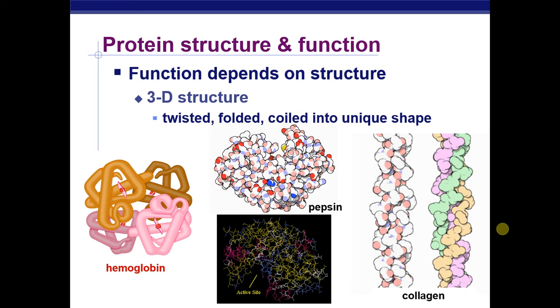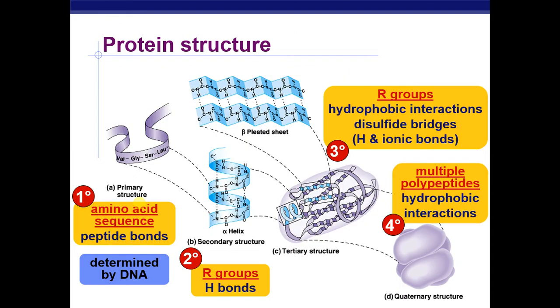Look at the different proteins here. You'll notice they have very different structures. They also have very different functions. Collagen is structural. Pepsin is an enzyme in your stomach. Hemoglobin is in your blood. Very different functions, very different structures.